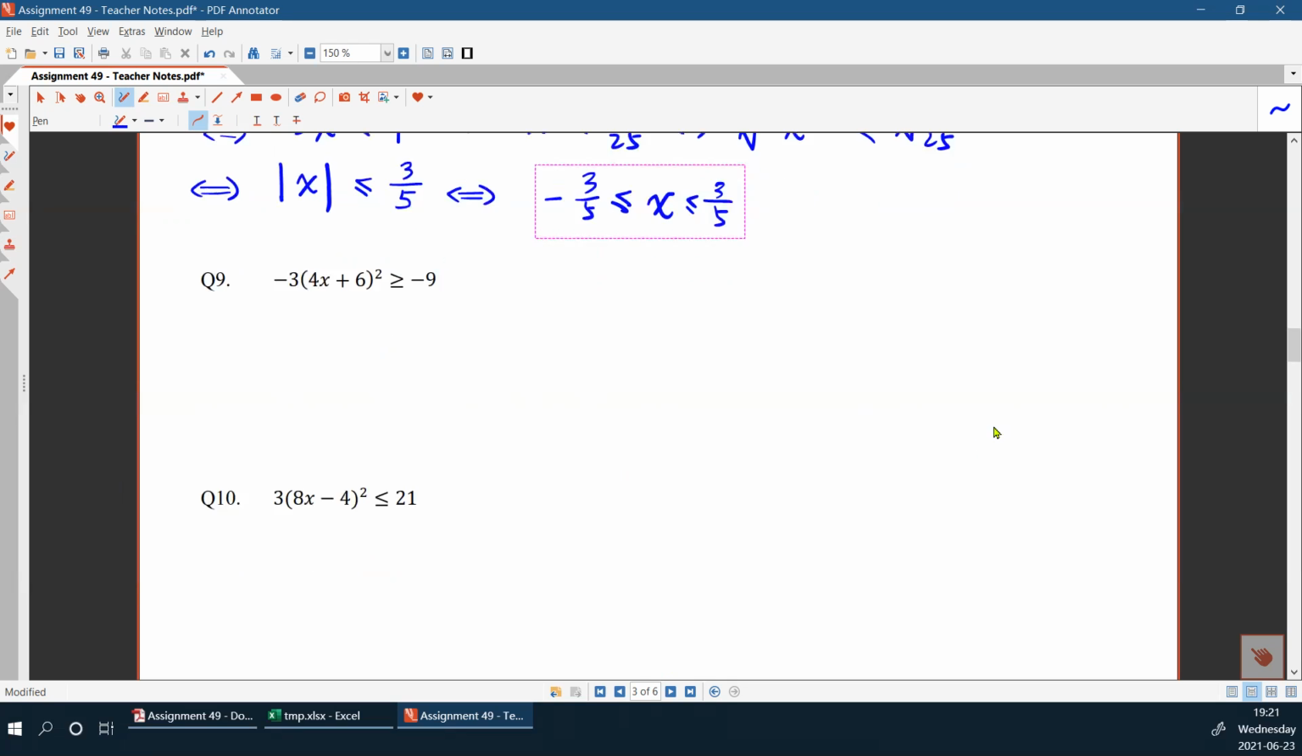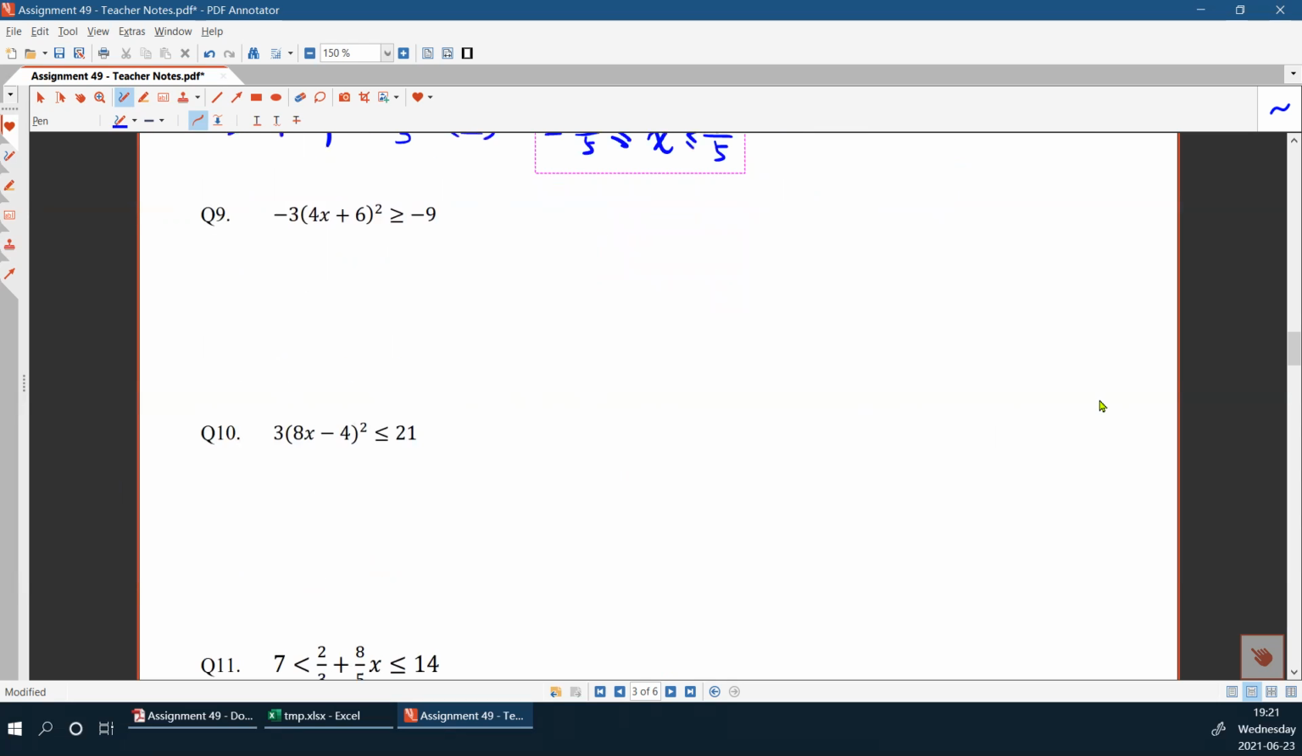Okay, let's see question 9. Again, that involves something squared, right? First of all, we can divide both sides by minus 3. Minus 3 is negative, so we need to change the direction of the inequality symbol here. So larger than becomes smaller than or equal to. And the left-hand side is (4x plus 6) to the second, smaller than or equal to minus 9 over minus 3, which is 3, right?